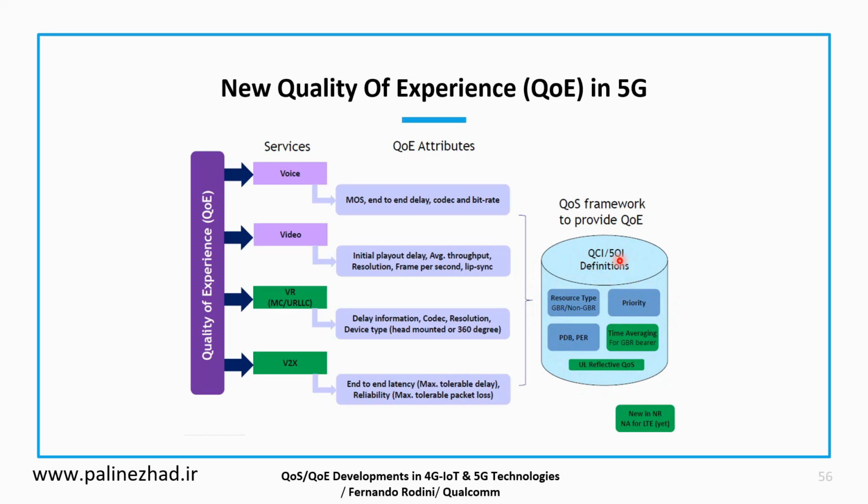And here we have also QCI and 5QI. These are the indicators that we use to make the framework to provide QoS in 5G, and now we want to use them to see how we can provide QoE, quality of experience, to the user. Here you see different services: video, voice, virtual reality, and V2X.